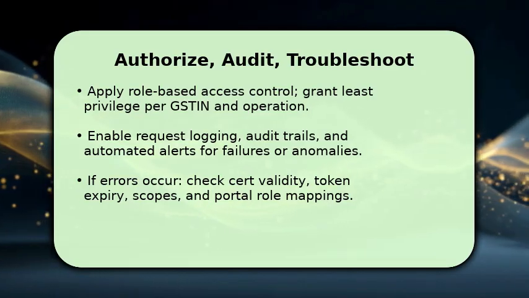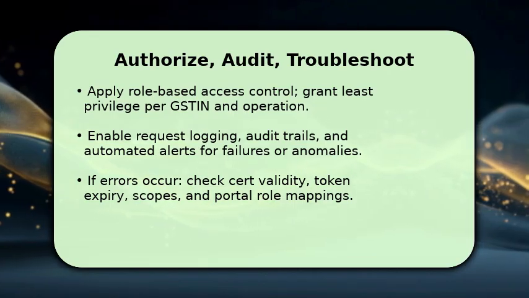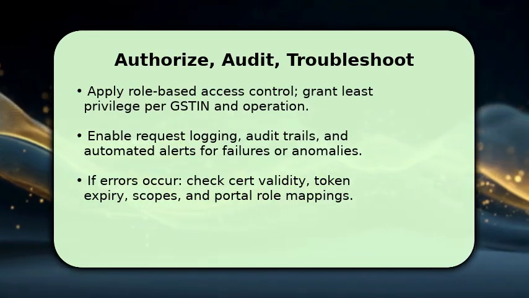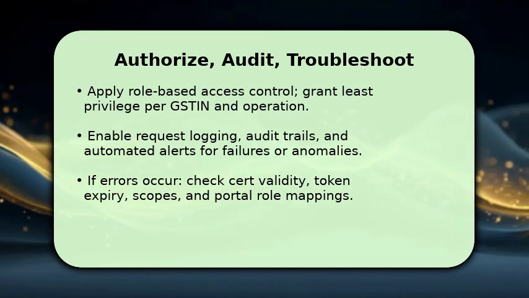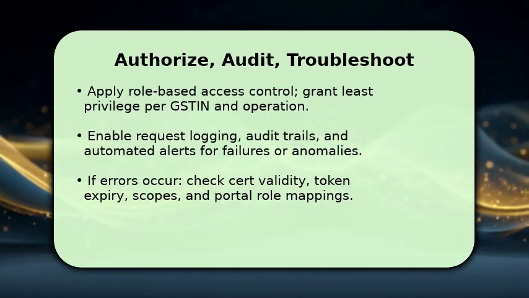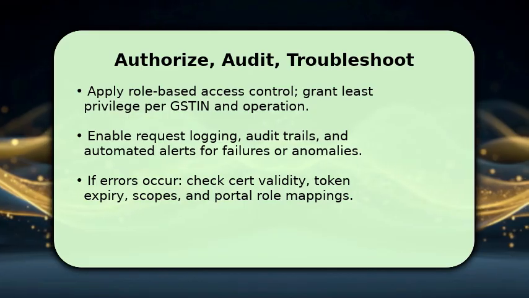If something goes wrong, first check certificate validity and token expiry, then confirm scopes and GSD portal role mappings. Many failures stem from mismatched permissions. Finally, rotate credentials regularly and rehearse a credential compromise plan so you can revoke access without disrupting filings.